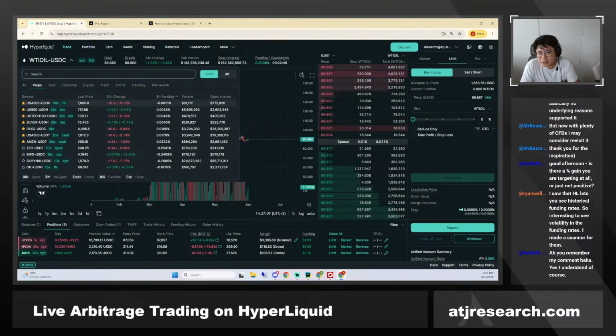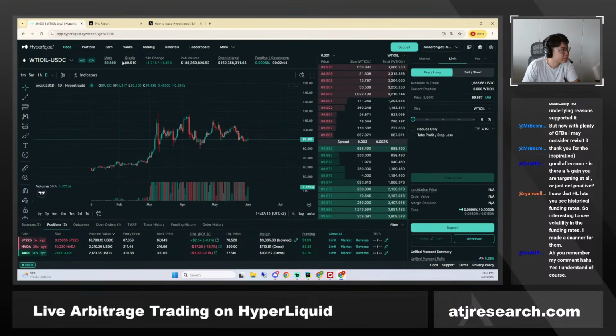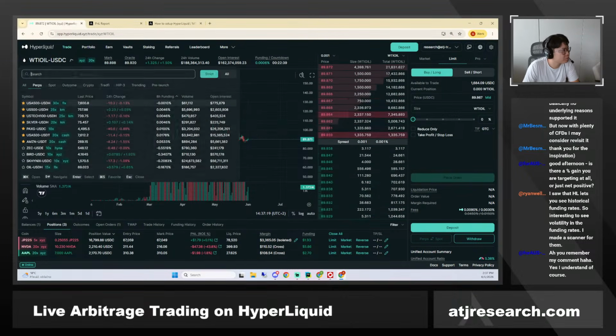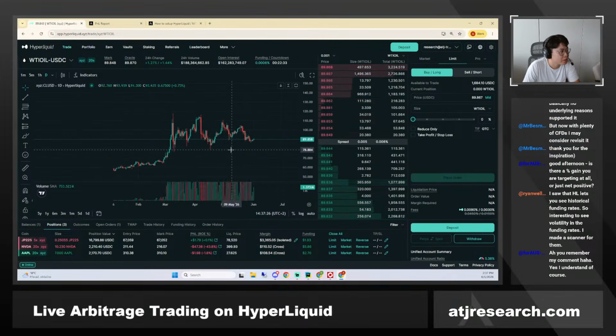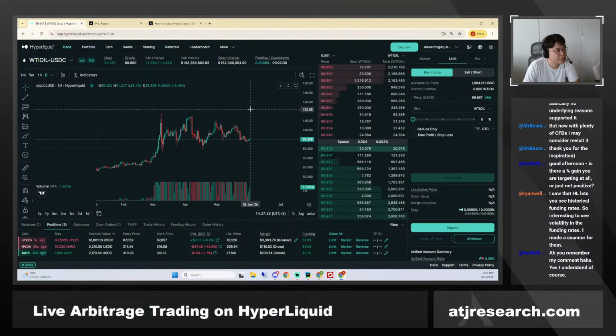I saw that Hyperliquid lets you see historical funding rates, so it's interesting to see the volatility in the funding rates. I made a scanner for them. Yes, you can actually extract them. I don't know if you can see them from the UI, but you can definitely extract the historical funding rates and see how they look. And they almost directly correlate with the spread, right? So if the price difference between the assets is high, then the funding rate is also quite high.